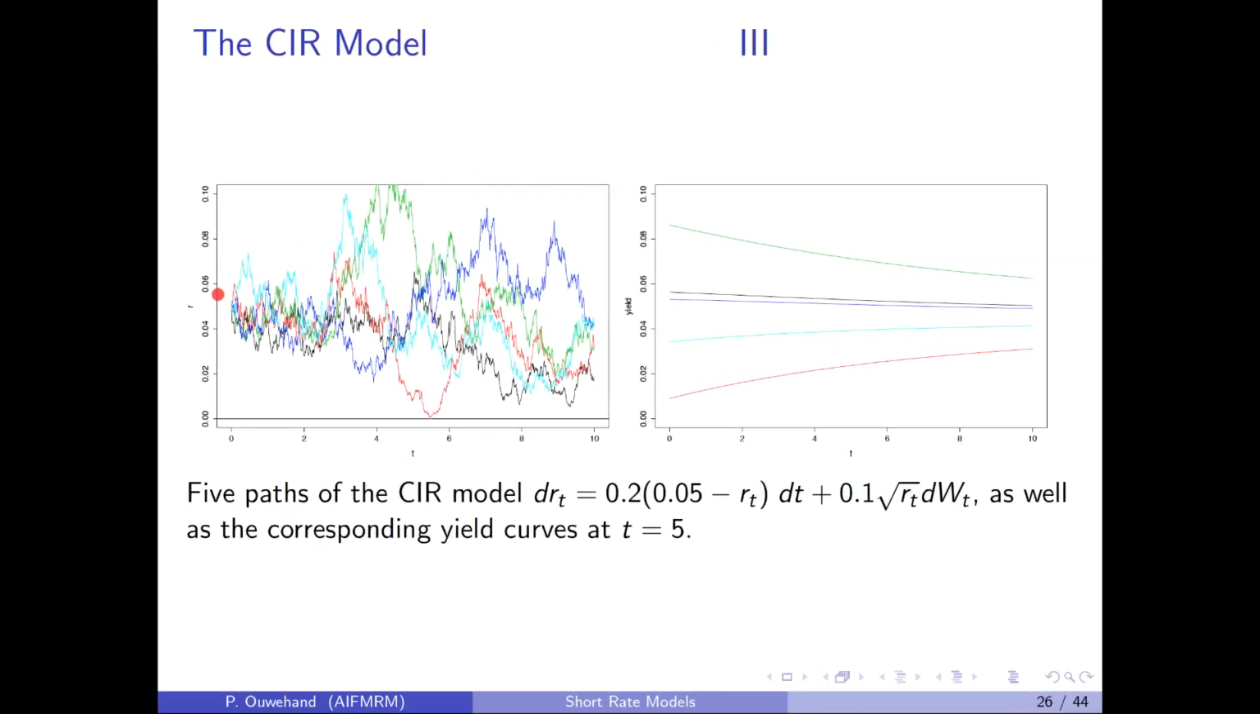Here are 5 sample paths of the Cox-Ingersoll-Ross model. Notice that in this case the short rate never goes negative, even though it can get quite close. The corresponding yield curves taken at t equal to 5 are shown in the graph on the right, where on this axis here we have maturity rather than elapsed time. Notice that here too the yield curves tend to be monotone, and that it is very difficult for CIR yield curves to exhibit a hump.